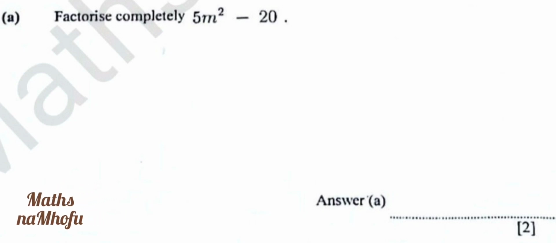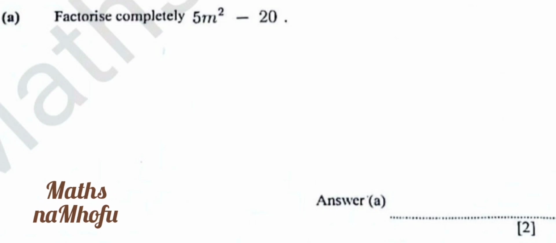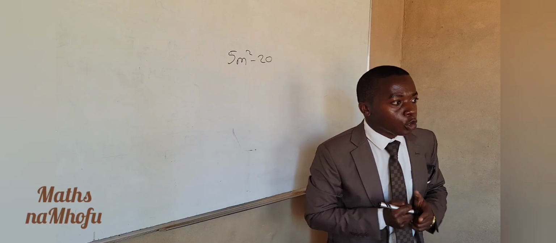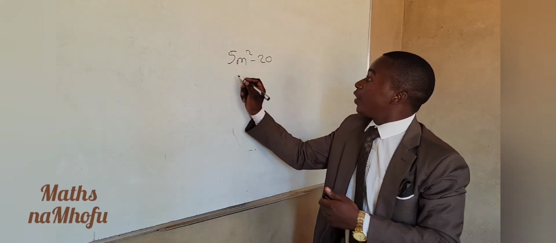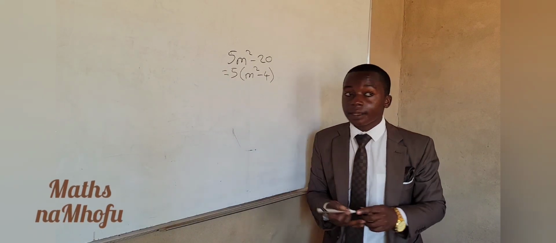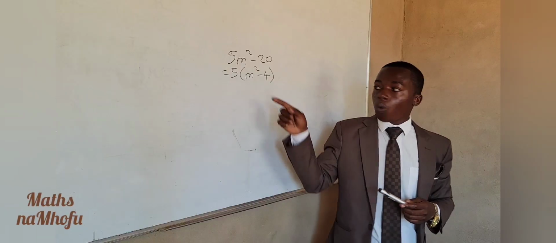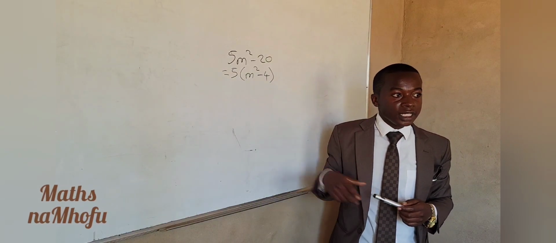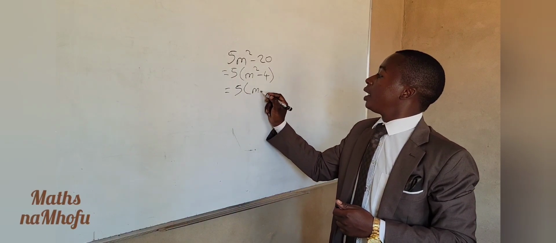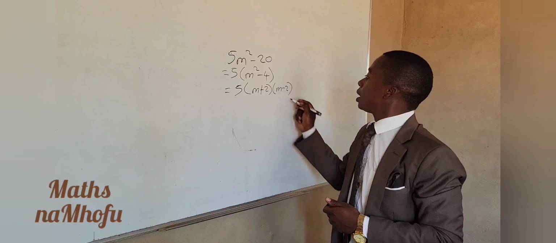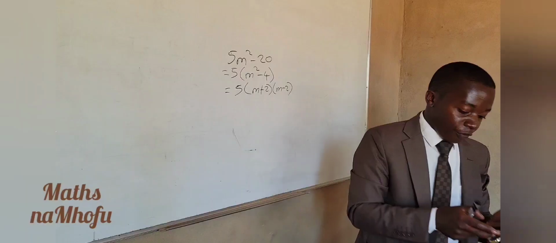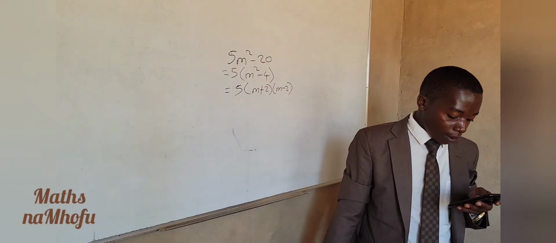Now let's move on to number 13a. Factorize completely 5m squared minus 20. Remember, they are saying factorize completely. So you first factor out 5 here, and you remain with m squared minus 4. But you must think of something inside the bracket. What do we call this? Yes, difference of 2 squares. Thank you. So our final answer will be 5(m + 2)(m - 2). This is factorizing completely, and you have 2 marks. If you just end at the earlier stage, just 1 mark.